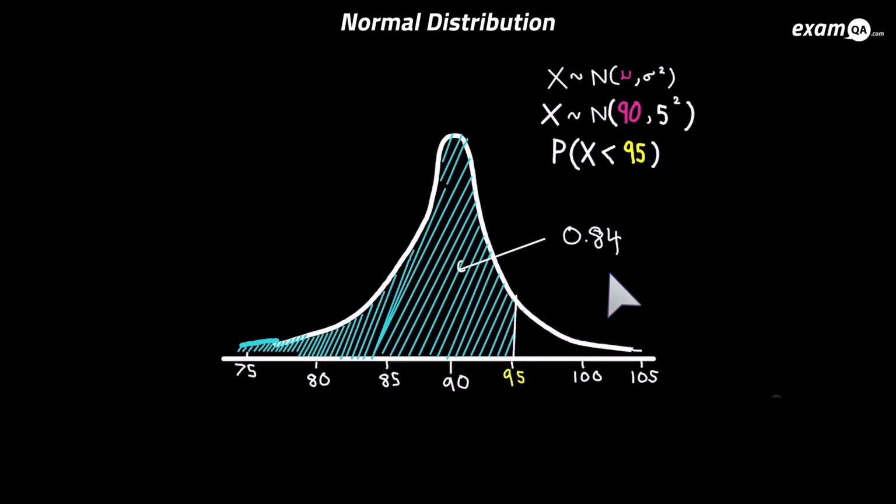So in essence, you've worked out what the question wanted: the probability that x is less than 95. And remember, probability and area are the same thing here. So that wasn't too bad, was it? There's only 3 values you have to memorize, and you have to get used to this notation here. Inside the brackets, we have the mean followed by the variance, which is the standard deviation squared.